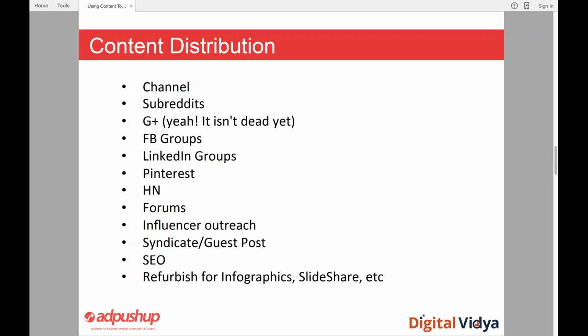You can also syndicate content, or do guest posting. In the last 6 months or so, at least for me personally, the value of guest posting has been diminishing, but we've seen in the past that guest posts have done really well.